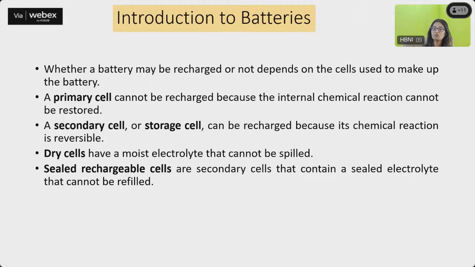And sometimes for rechargeable cells also, we have sealed rechargeable cells. They contain a sealed electrolyte, so you cannot refill the electrolyte once again. So it is sealed.